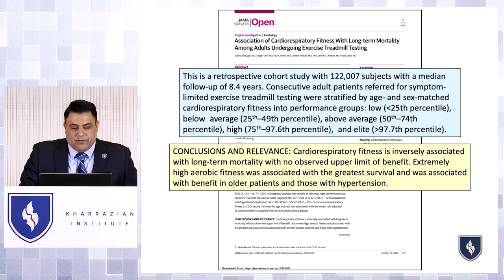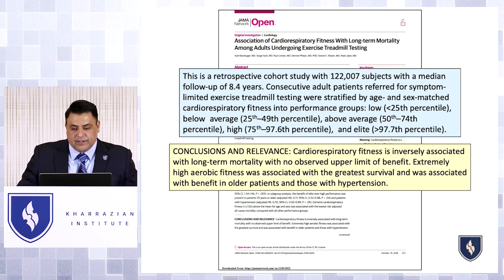Consecutive adult patients referred for symptom-limited exercise treadmill testing were stratified by age and sex-matched cardiorespiratory fitness into low fitness, less than the 25th percentile; below average, 25 to 49th percentile; above average, 50 to 74th percentile; high fitness, 75 to 97th percentile; and then elite, like super athletes, above the 97.7th percentile.